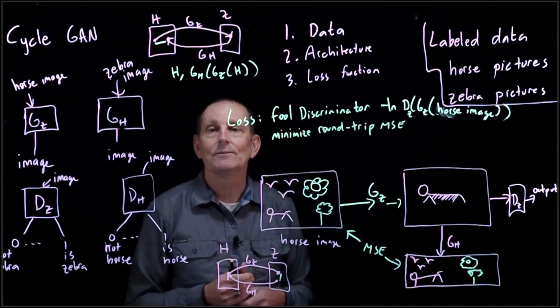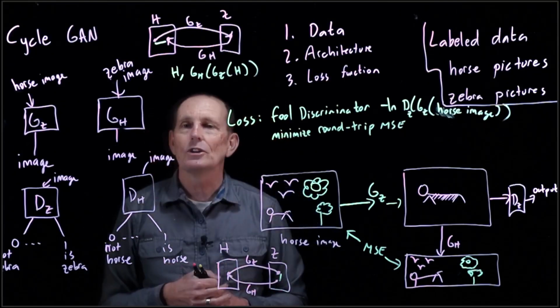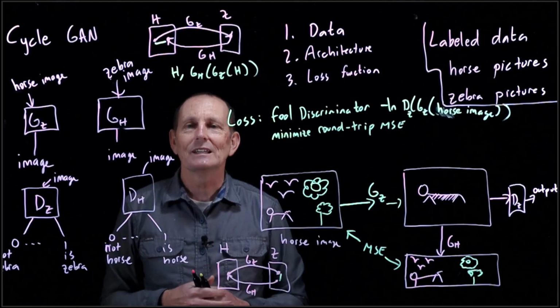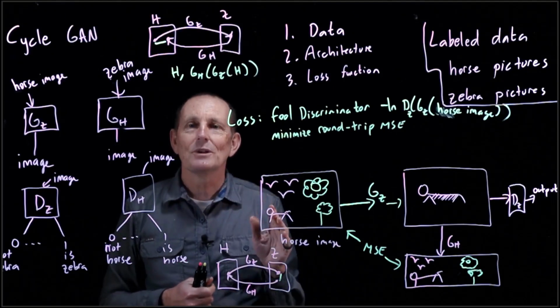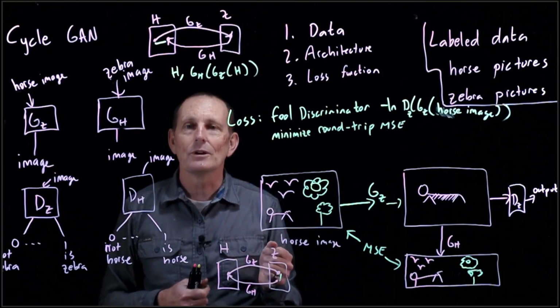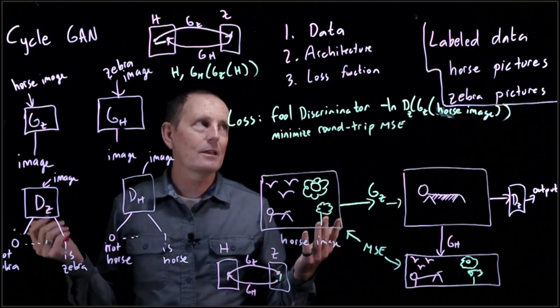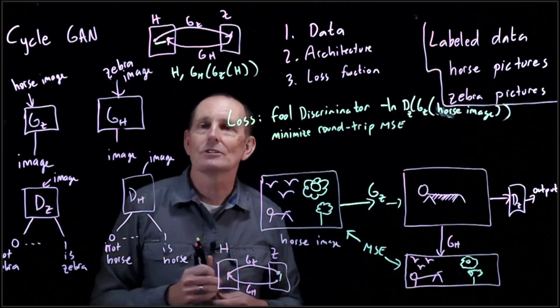That is the idea of cycle GANs. So we are going to be learning to do this picture replacement of a horse with a zebra, or a zebra with a horse. And all we have to begin with are horse pictures and zebra pictures. That's all we have.